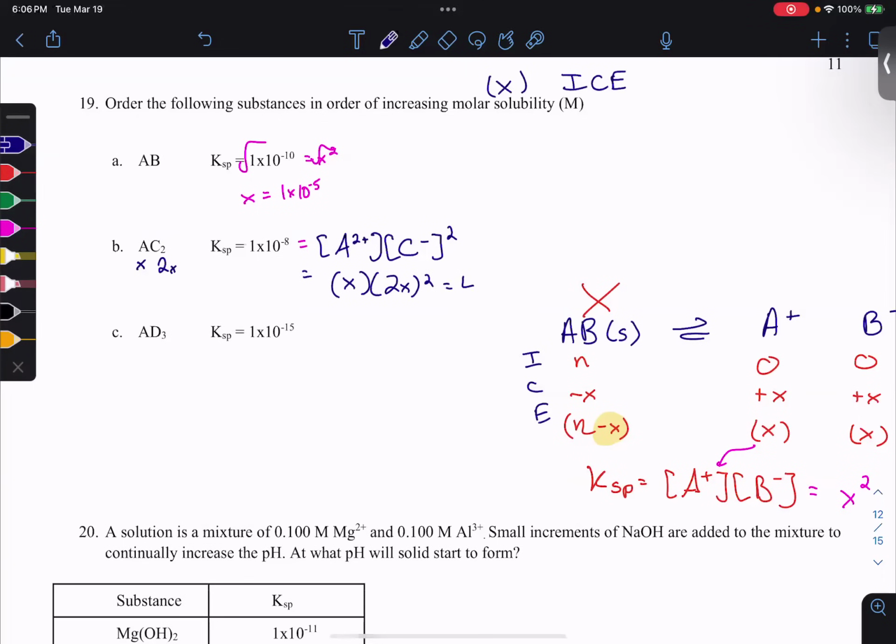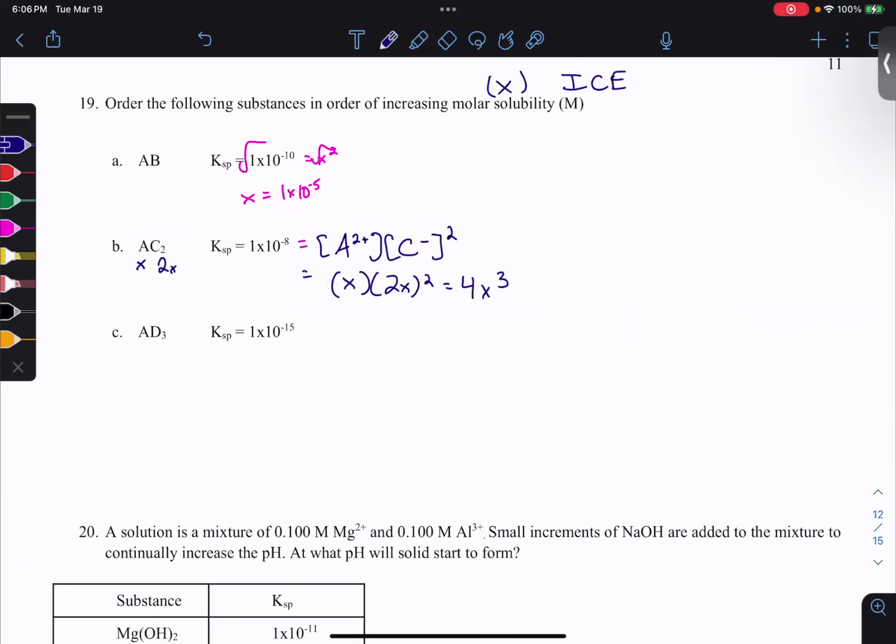So this is actually equal to 4X cubed, and that is equal to, I need to delete all this, the 1 times 10 to the negative 8. So we need to divide by 4 and then take this to the 1/3 power to undo that cube. Or you can do the cube root, but that's hard to find on your calculator. Same thing, the 1/3 exponent is the same thing. So you get, in this example, X is actually equal to something else. I can't do that in my head. It is equal to 1.4 times 10 to the negative 3 molarity.